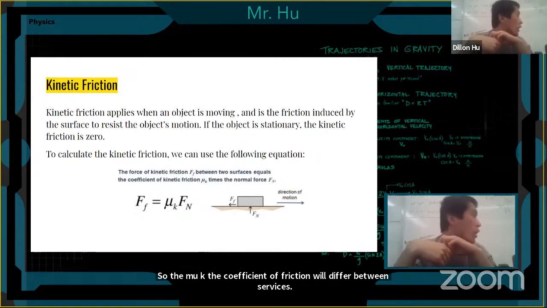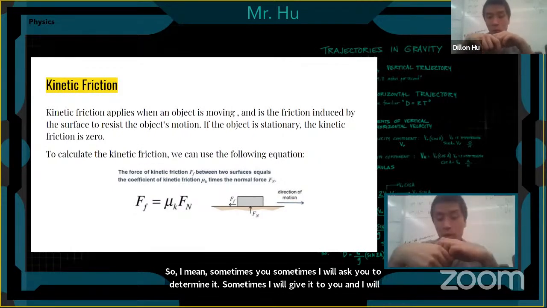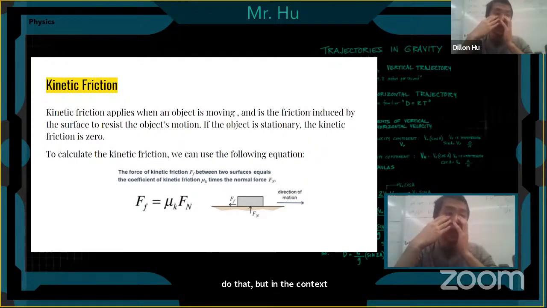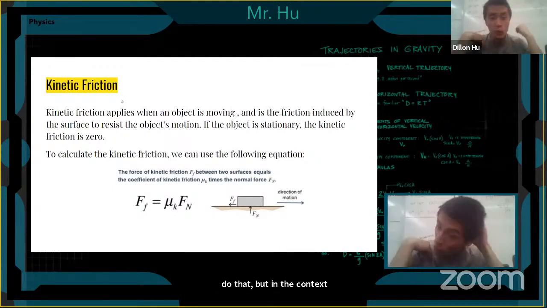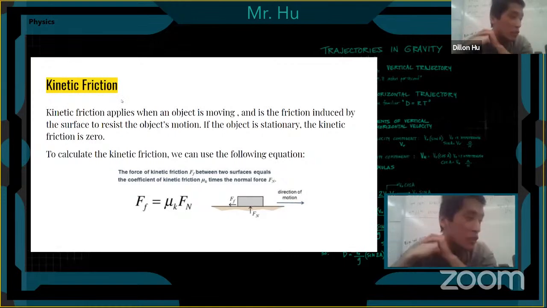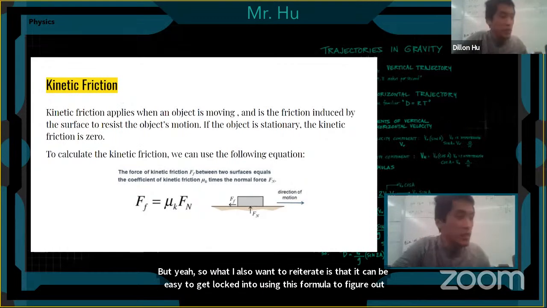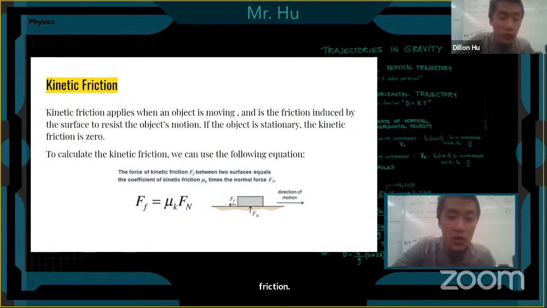But what I also want to reiterate is that it can be easy to get locked into using this formula to figure out friction. This is a direct way of figuring out your friction. Sometimes you may have to use an indirect way, as in the warm-up problem, right? In the warm-up problem, we didn't use this formula to figure out our friction. We sort of examined it in a different way. So this is a direct calculation. Sometimes you may have to figure out your friction in a different way as well. So that's something I also want you to consider.